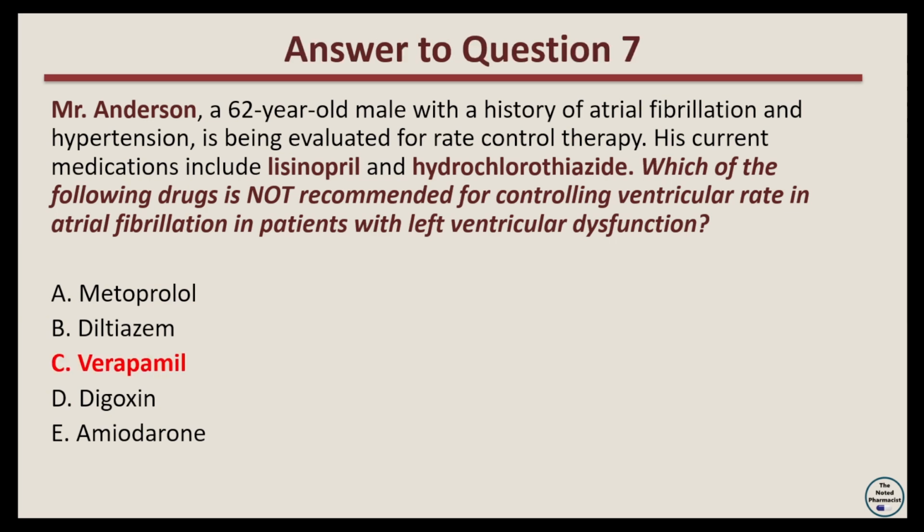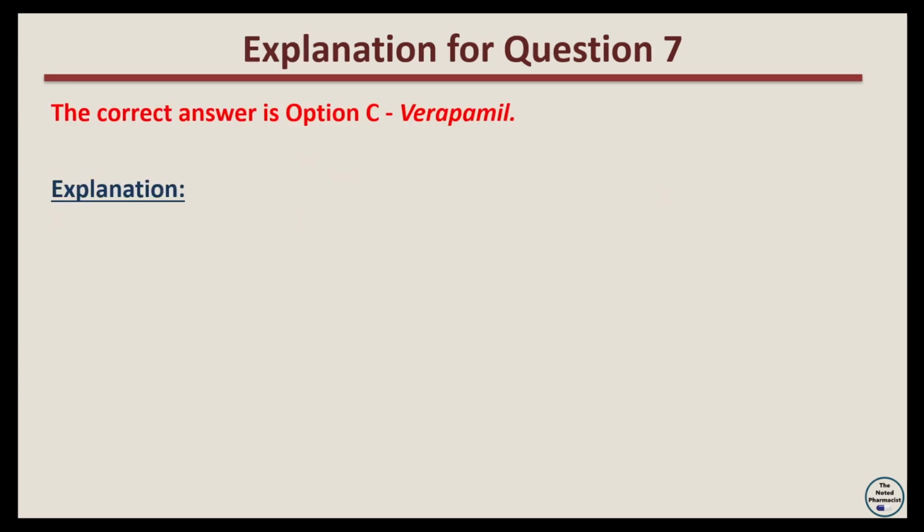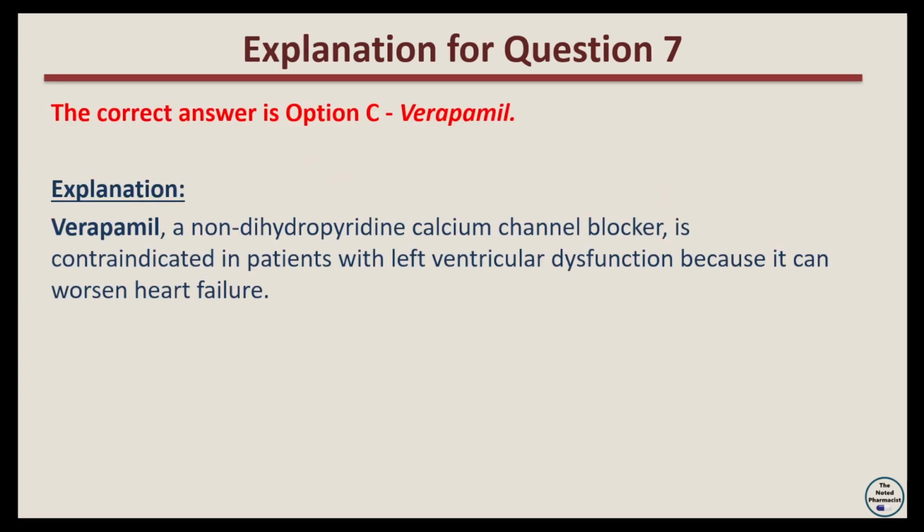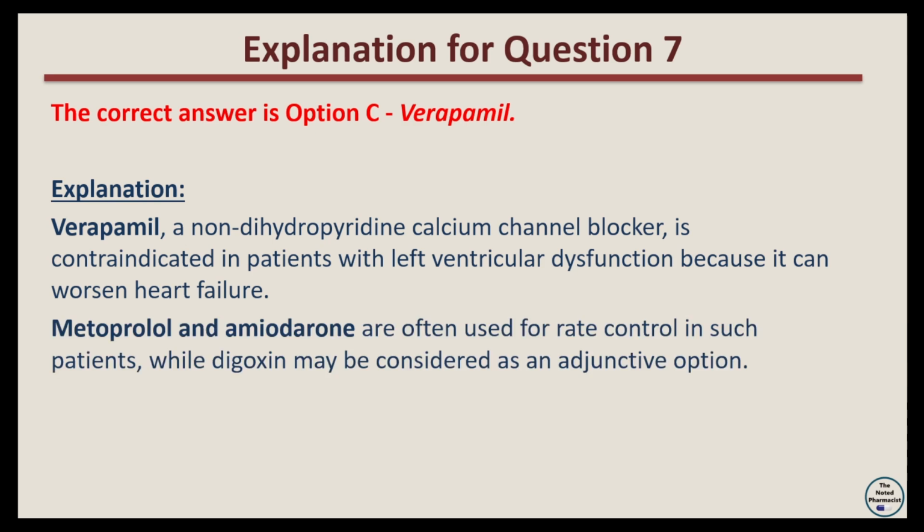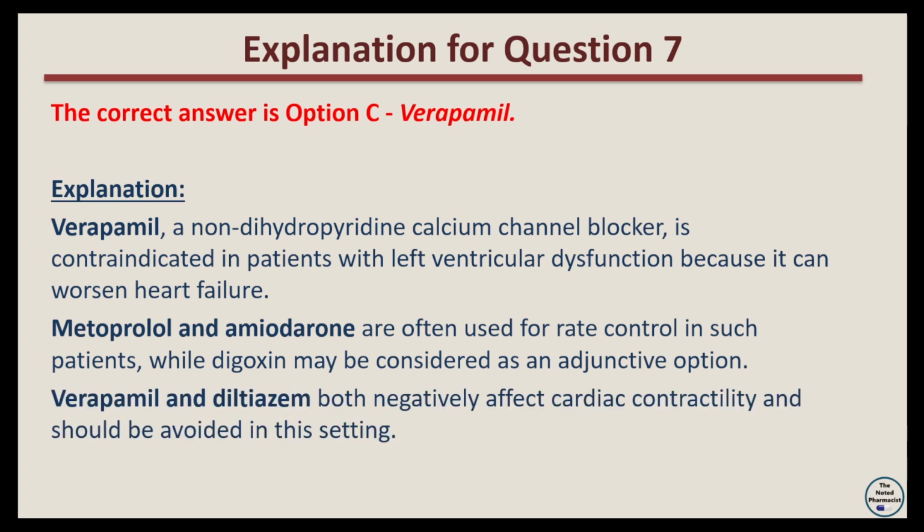The correct answer is option C, verapamil. The explanation is that verapamil, a non-dihydropyridine calcium channel blocker, is contraindicated in patients with left ventricular dysfunction because it can worsen heart failure. Metoprolol and amiodarone are often used for rate control in such patients, while digoxin may be considered as an adjunctive option. Verapamil and diltiazem both negatively affect cardiac contractility and should be avoided in this setting.